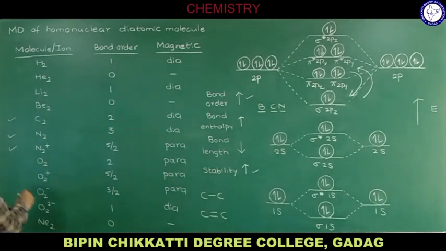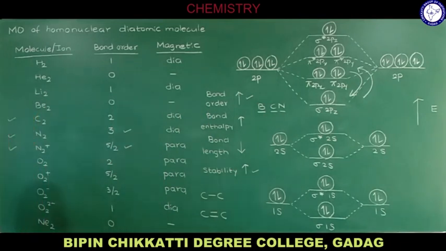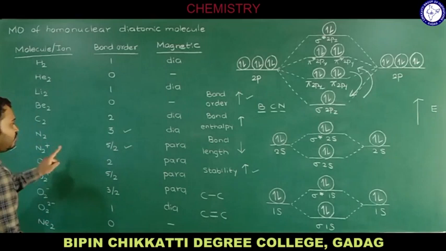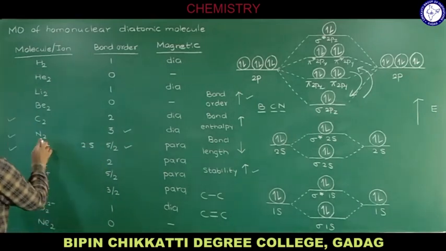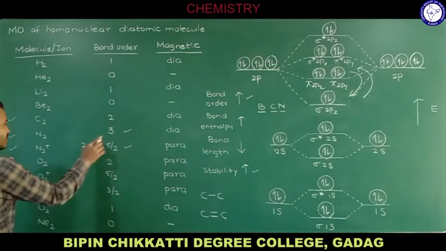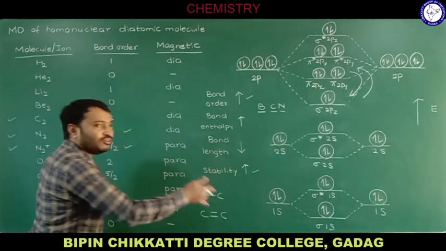Now I consider nitrogen. The bond order of N2 is 3, whereas for N2 plus it is 5 by 2. 5 by 2 is nothing but 2.5. So when you compare N2 and N2 plus, the bond order is going to decrease. When the bond order decreases, the stability also decreases, isn't it?